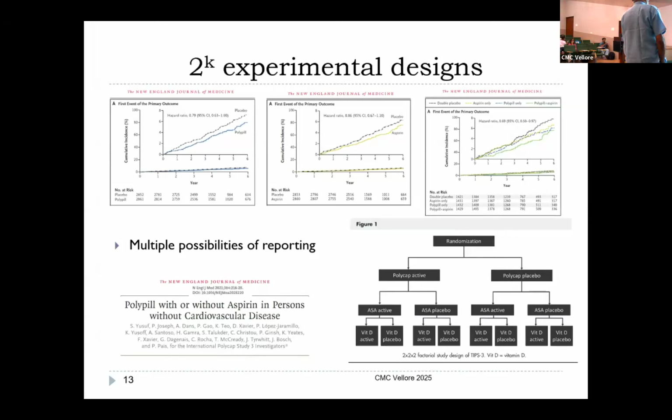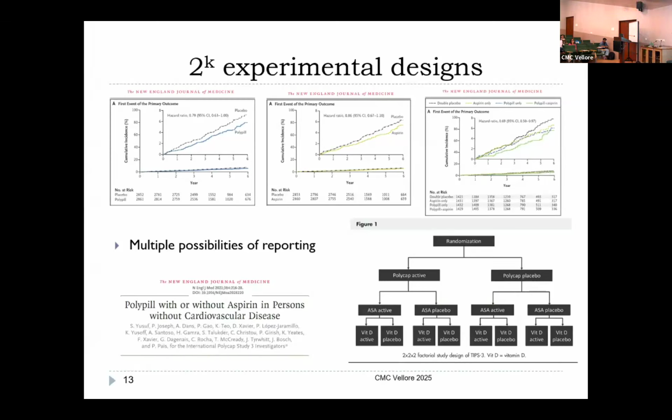And they showed that the polypill was beneficial because the hazard ratio of first event of the primary outcome was lower in the polypill. Aspirin was also beneficial. And the polypill plus aspirin, the green one, was the better one. So here they're presenting the two marginal distributions or effects, and here they're presenting the 2 by 2.